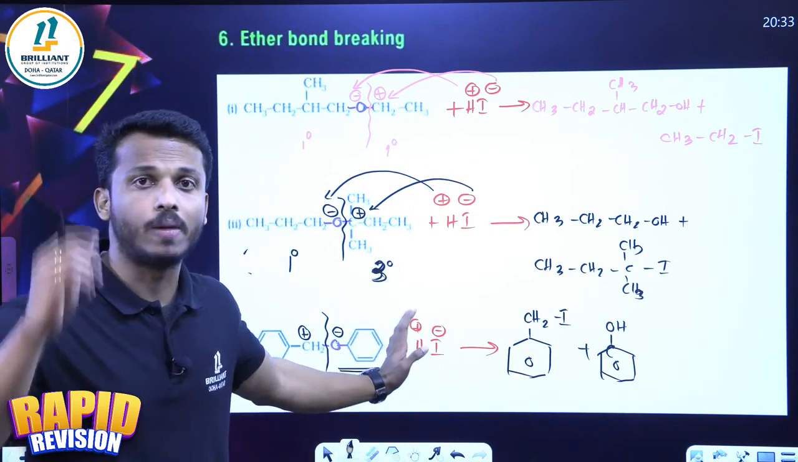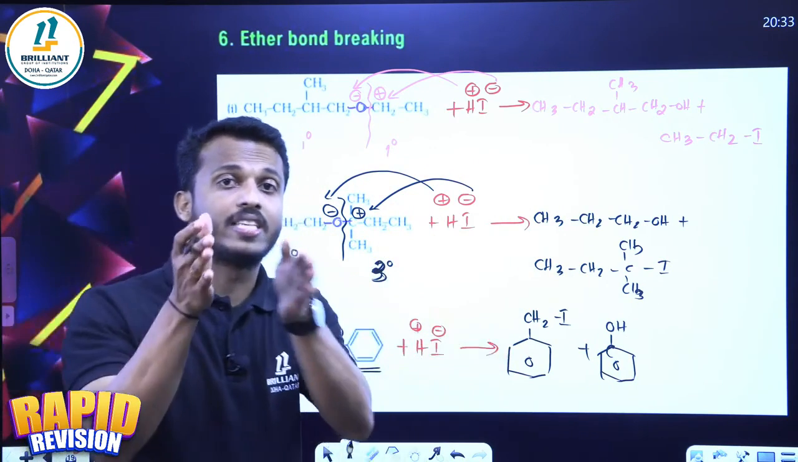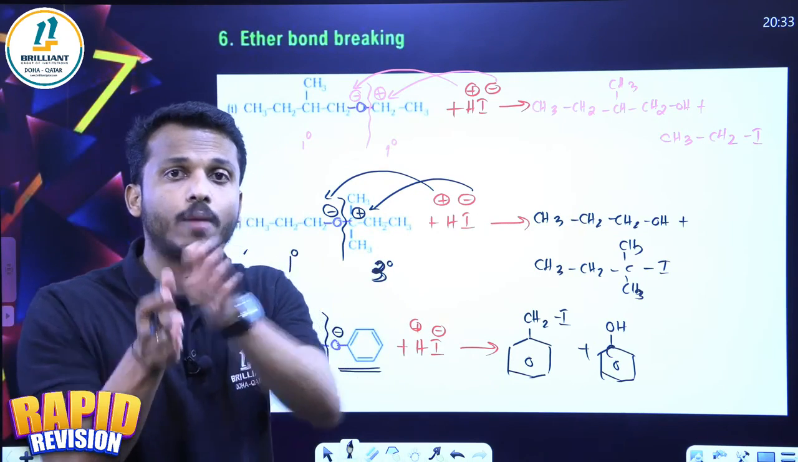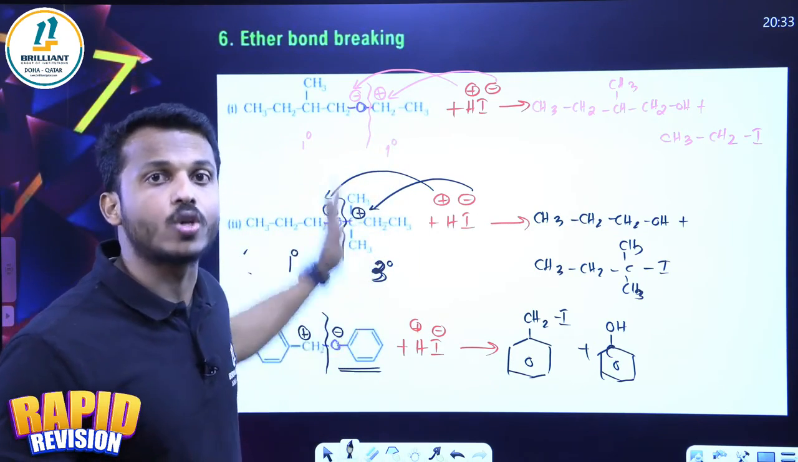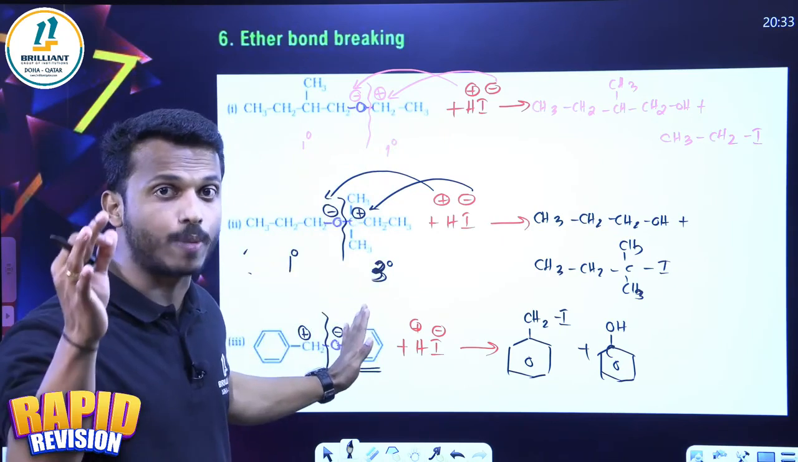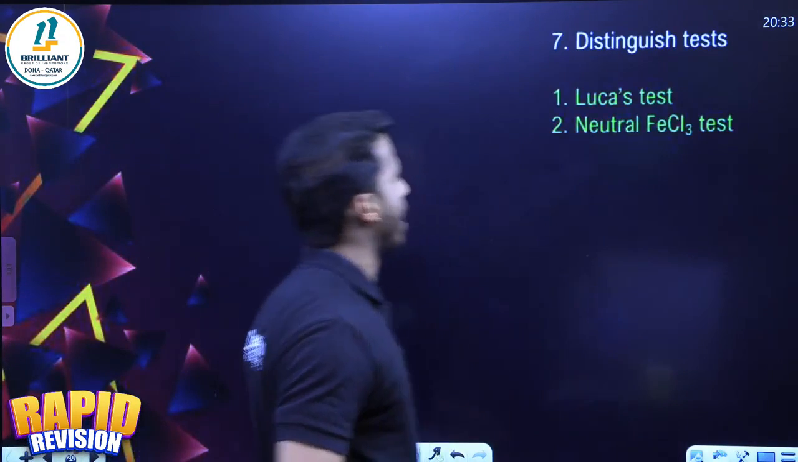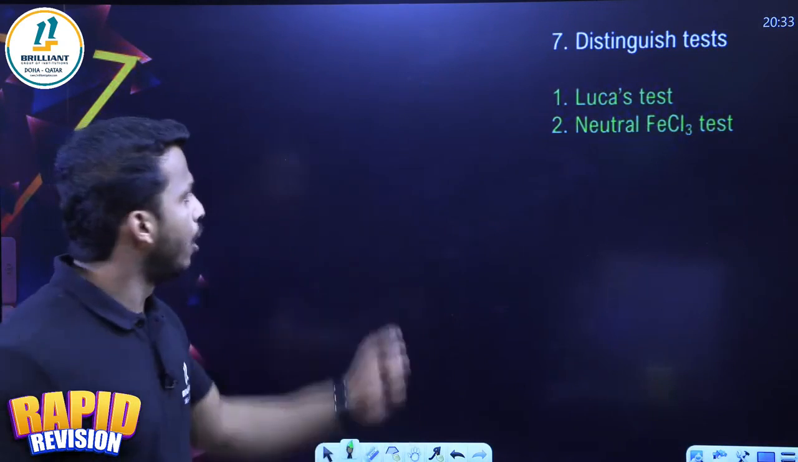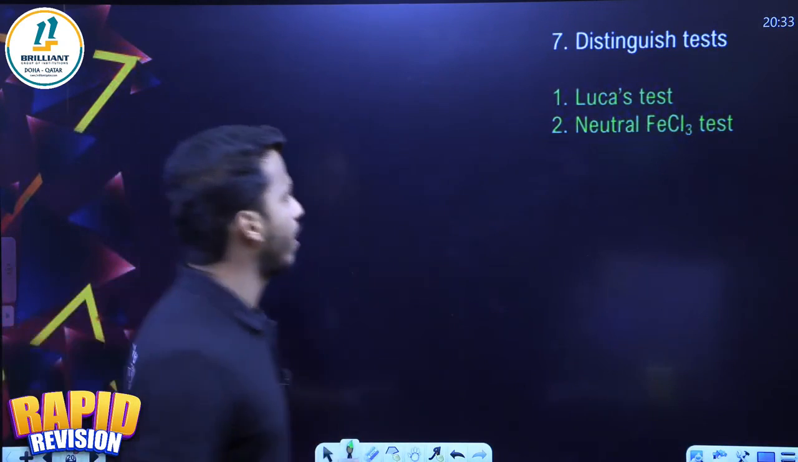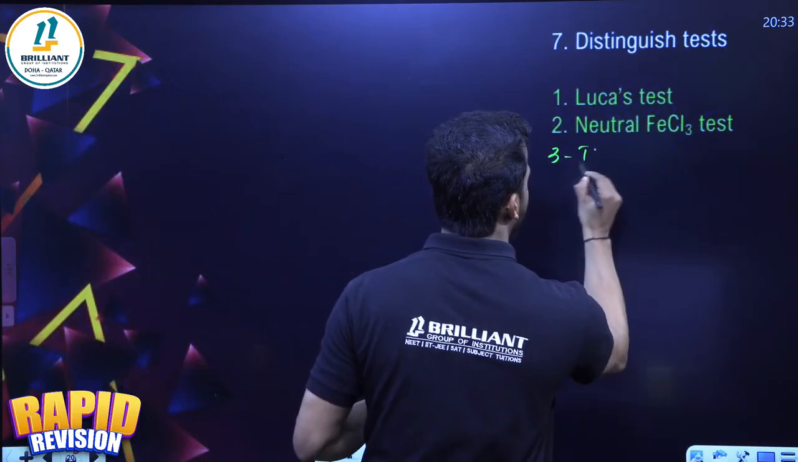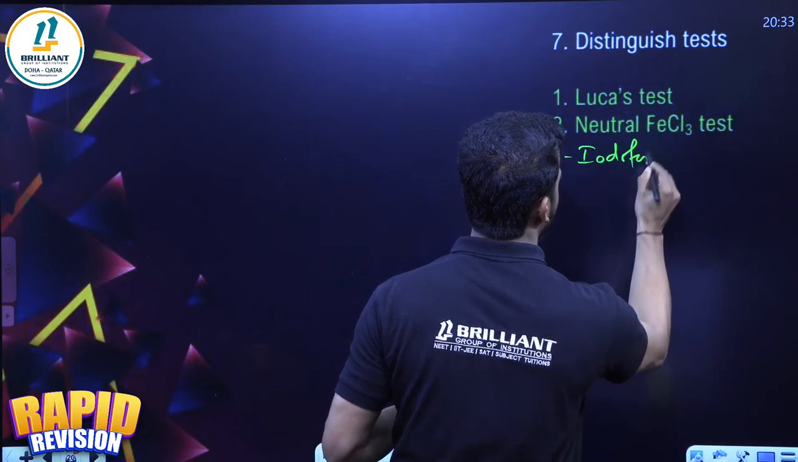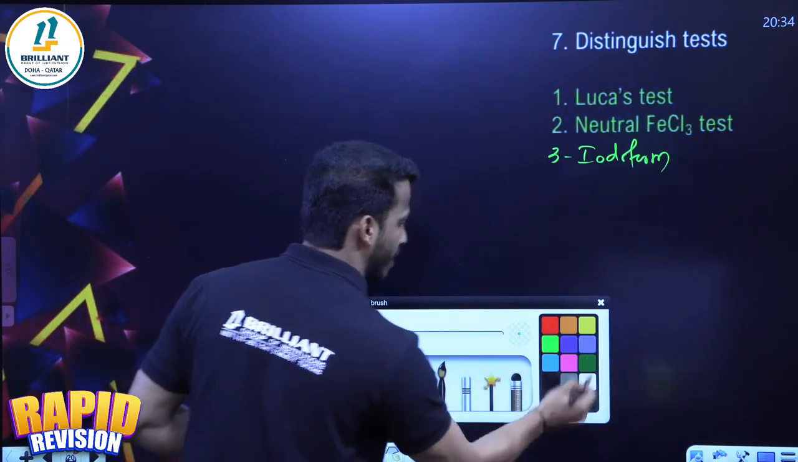So dear all, this is the way of bond breaking. It's very important. Please practice the NCERT, the last part of the ether; you can see maximum expected questions already there in the textbook with answers. Now dear all, what are the distinguishing tests in this chapter? Mainly there are two tests, Lucas test and neutral ferric chloride test. Let me add one more, that is iodoform test.